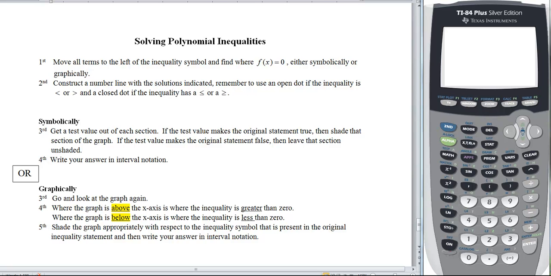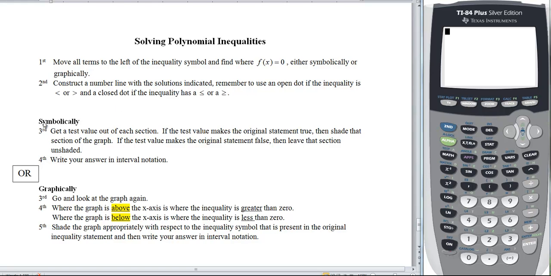So first, move all terms to the left of the inequality symbol and find where f of x is equal to 0. Either do it symbolically or graphically. Second step, construct a number line with the solutions indicated. Remember to use an open dot if the inequality is less than or greater than, and a closed dot if the inequality has a less than or equal to or greater than or equal to.